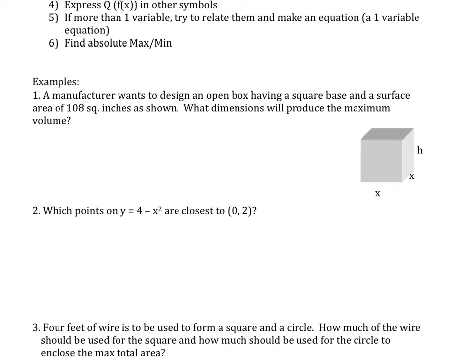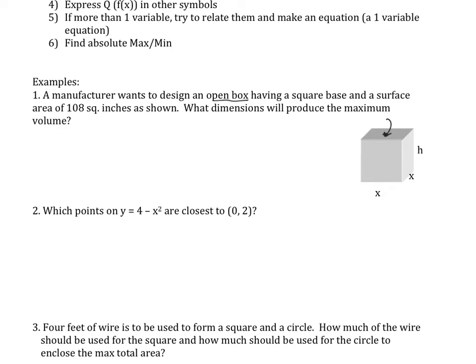So it says, a manufacturer wants to design an open box having a square base. Here's something key right here: open box. So that means this is open at the top. There is no lid on it. And it says, having a square base and a surface area of 108 square inches as shown. What dimensions will produce the maximum volume?